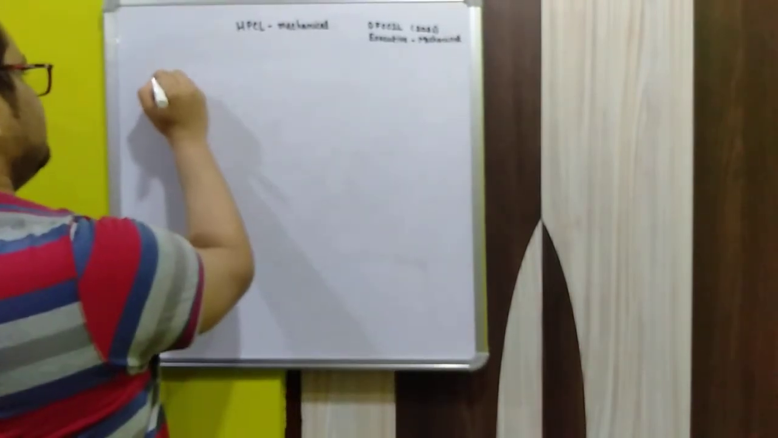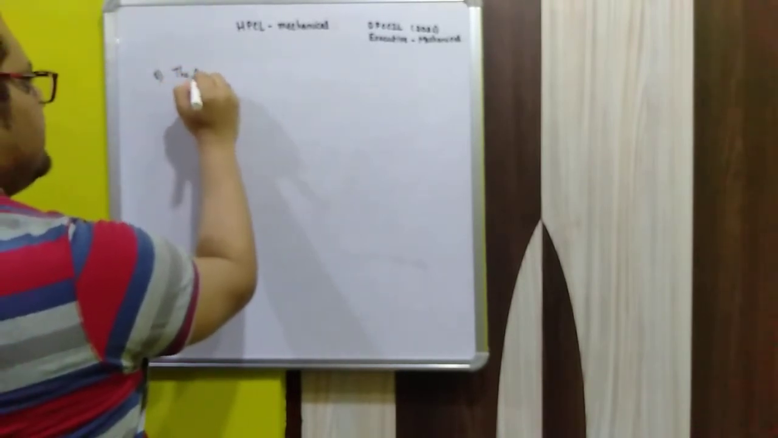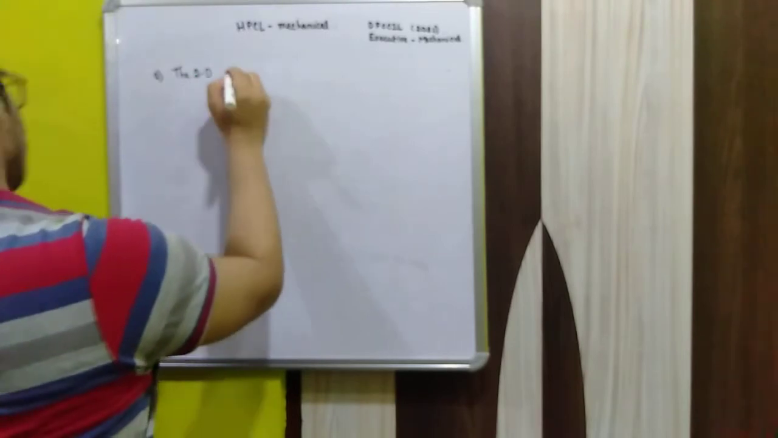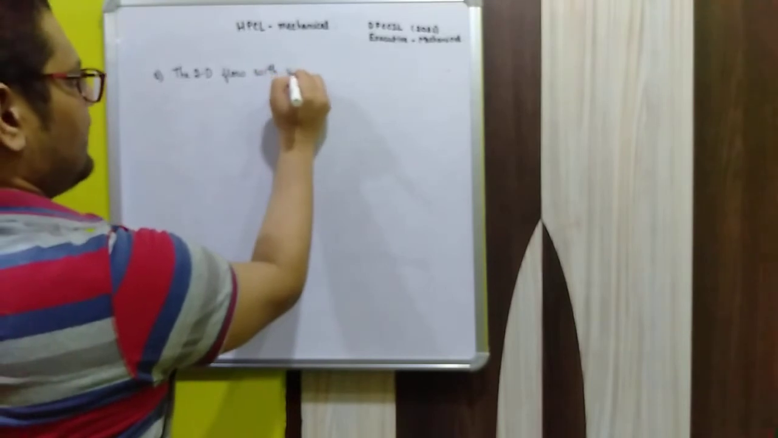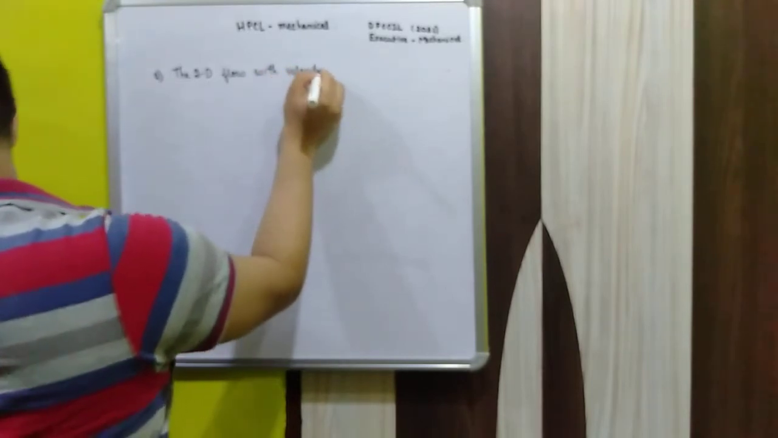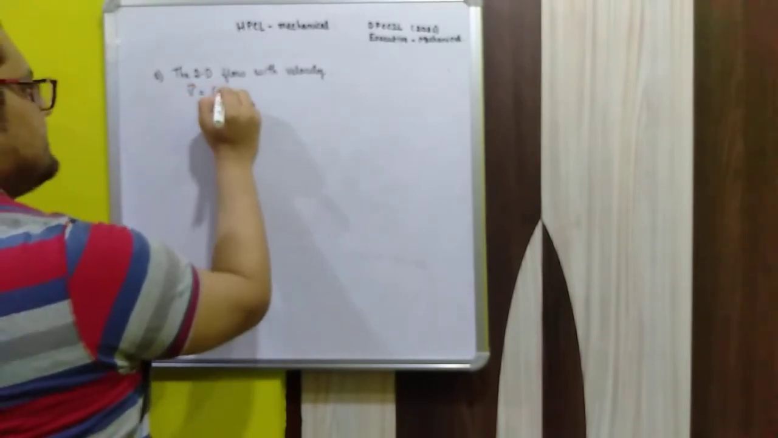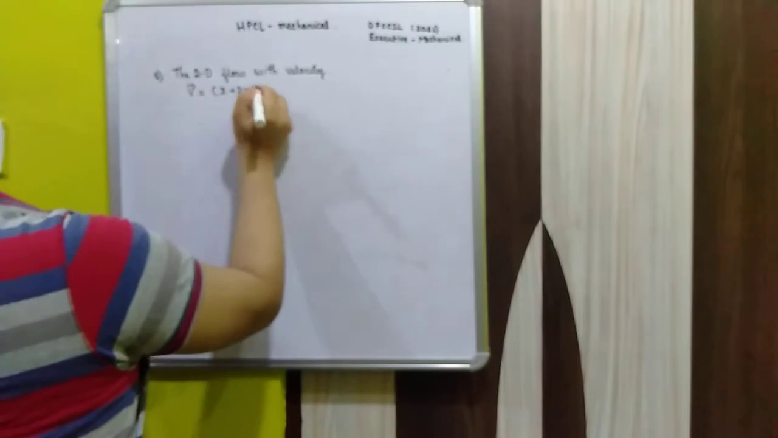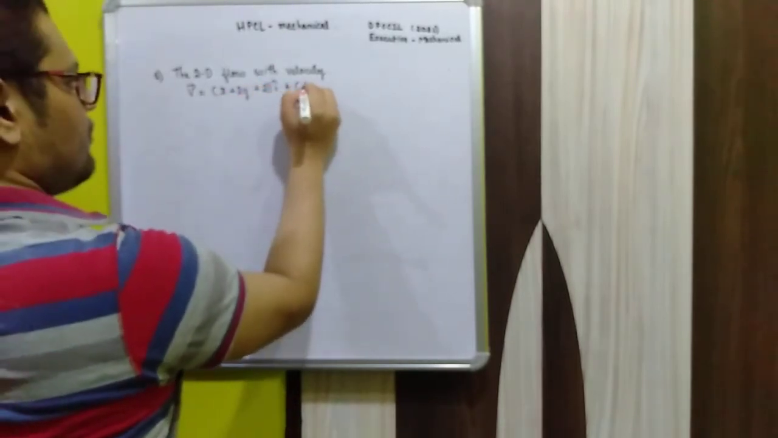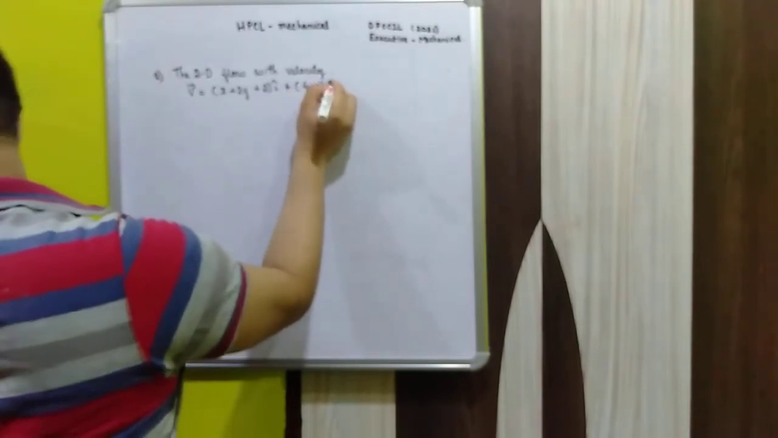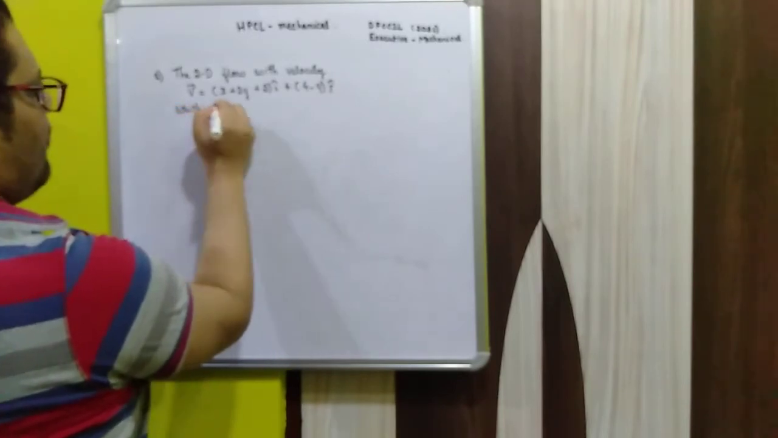That is also a question from fluid mechanics. That is the 2D flow. 2D flow means nothing but two-dimensional flow with velocity. So this value is given: V is equal to (x plus 2y plus 2) i cap plus (4 minus y) j cap. So here the question is, which of the following is true?